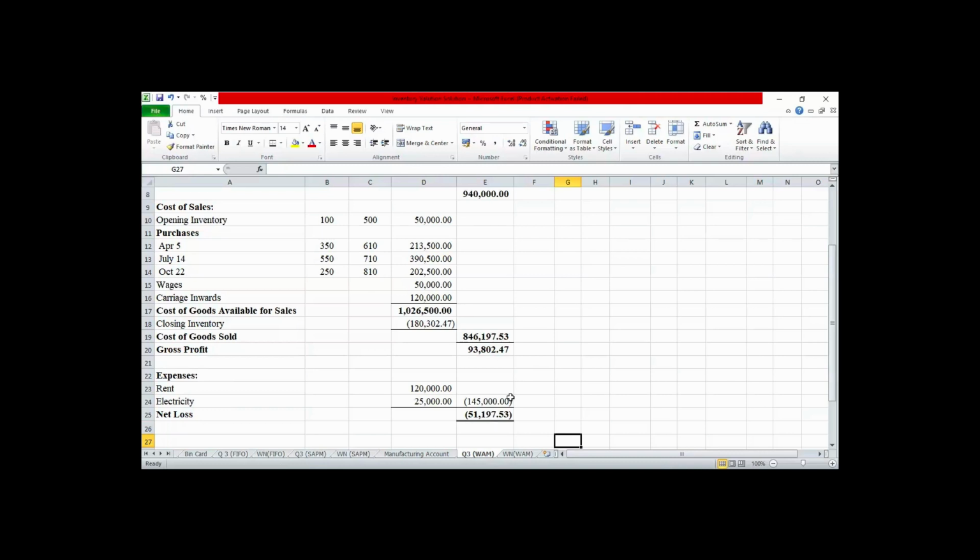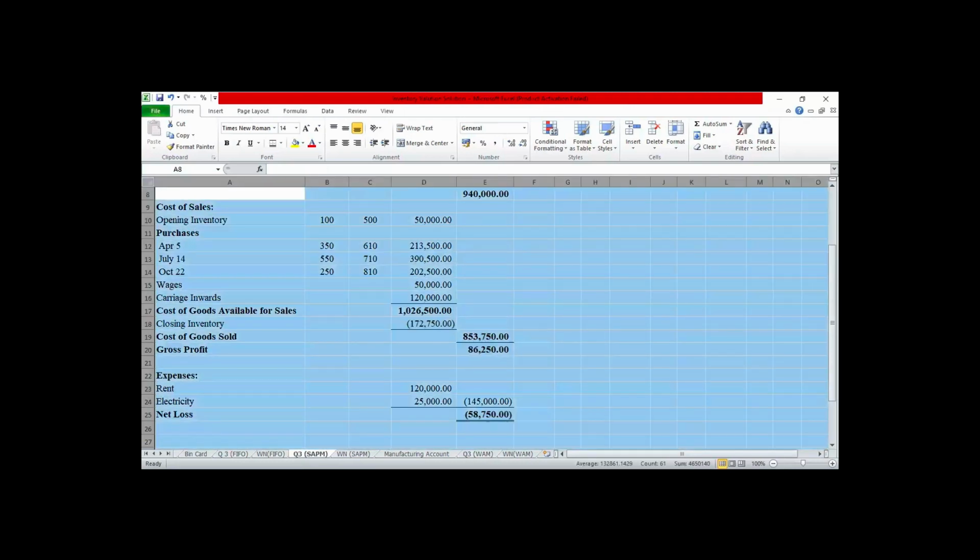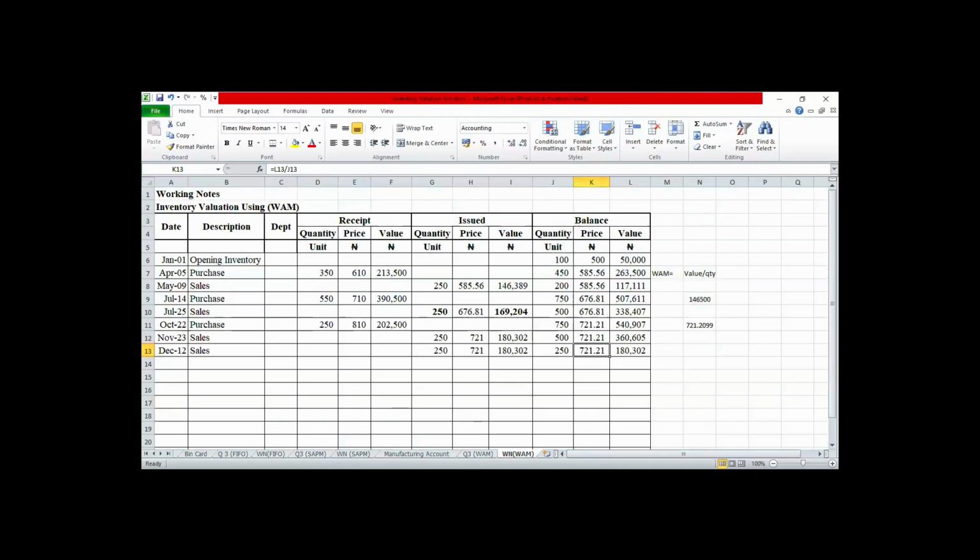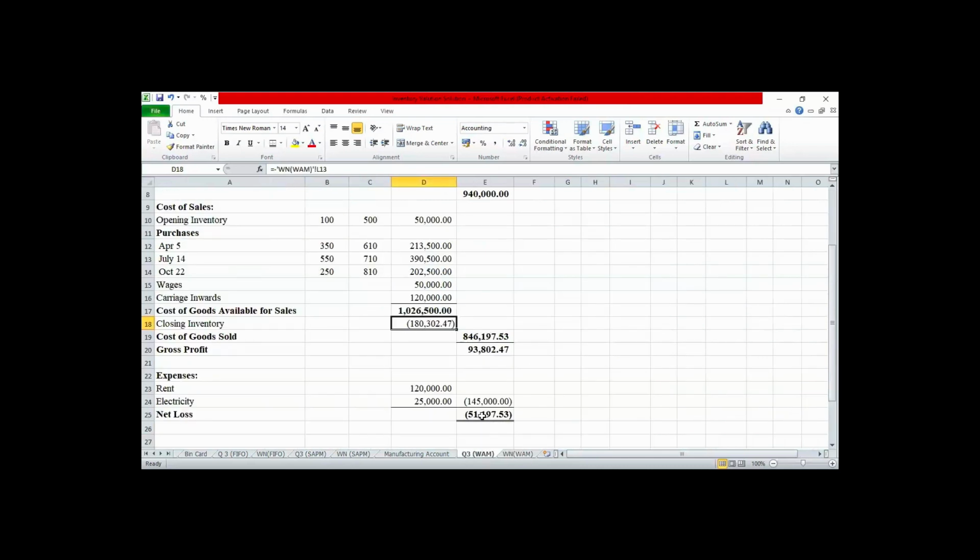Any question? The closing, have you changed it? Okay, you have changed the closing inventory. Compared to what you have here, this one is 51, that one is 50, that one was 58. But when you now use last in, first out, the whole thing will change. You will make profit. That is why they ignore last in, first out, because it always overstates profit.